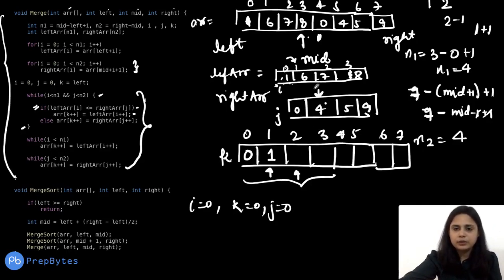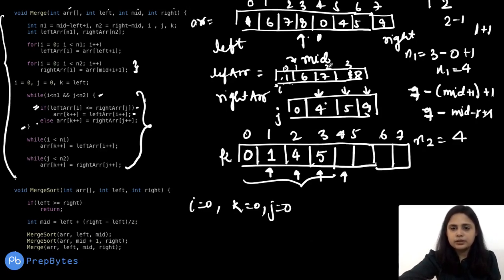Now again what I do is check between 6 and 4. Which is smaller? 4 is smaller. So this particular condition becomes false. This else gets executed. I put 4 here. Now my j gets incremented and goes till here. k gets incremented and goes to here. Now I compare between 6 and 5. Again 5 is smaller, so I'll put 5 here. My j gets incremented to this place, and my k gets incremented to this place.